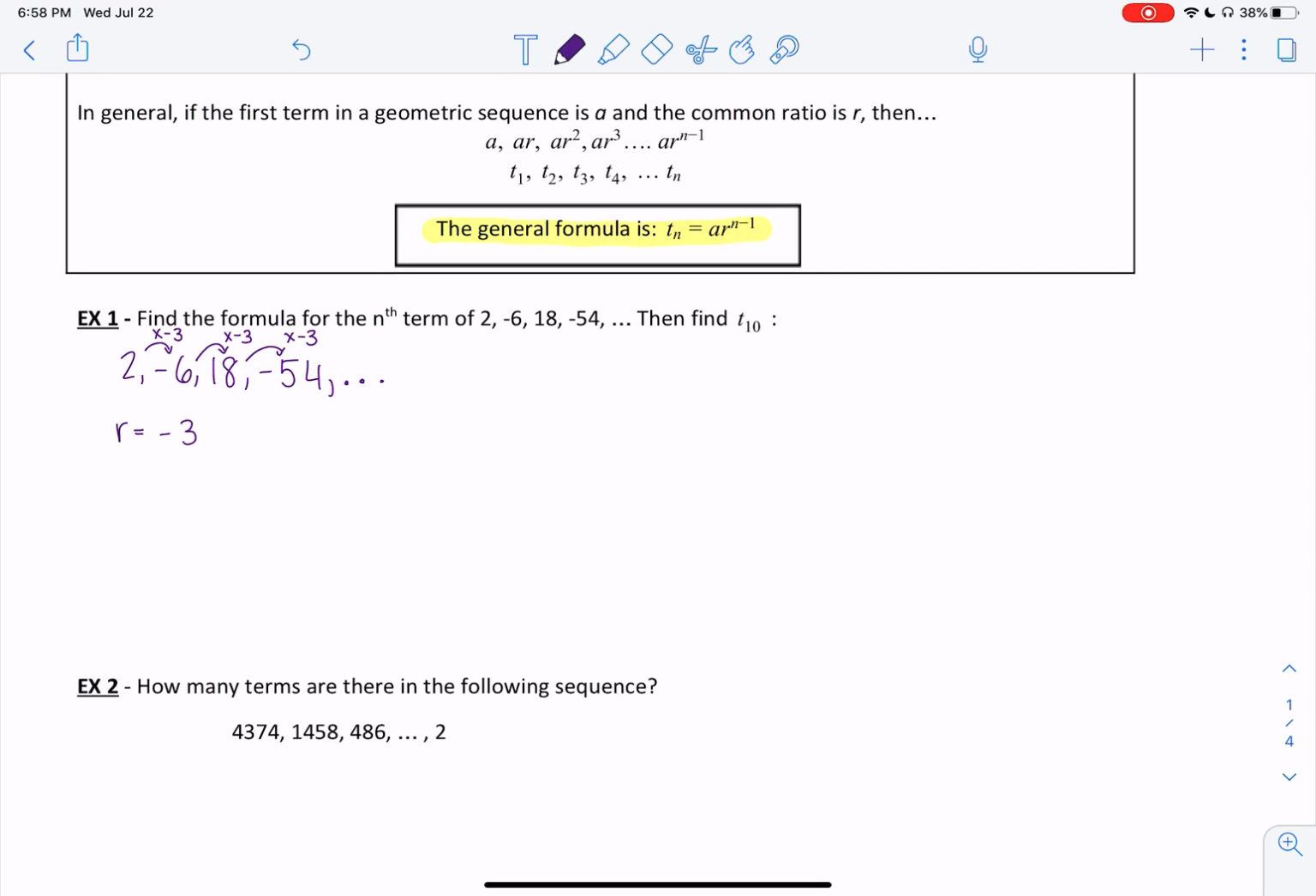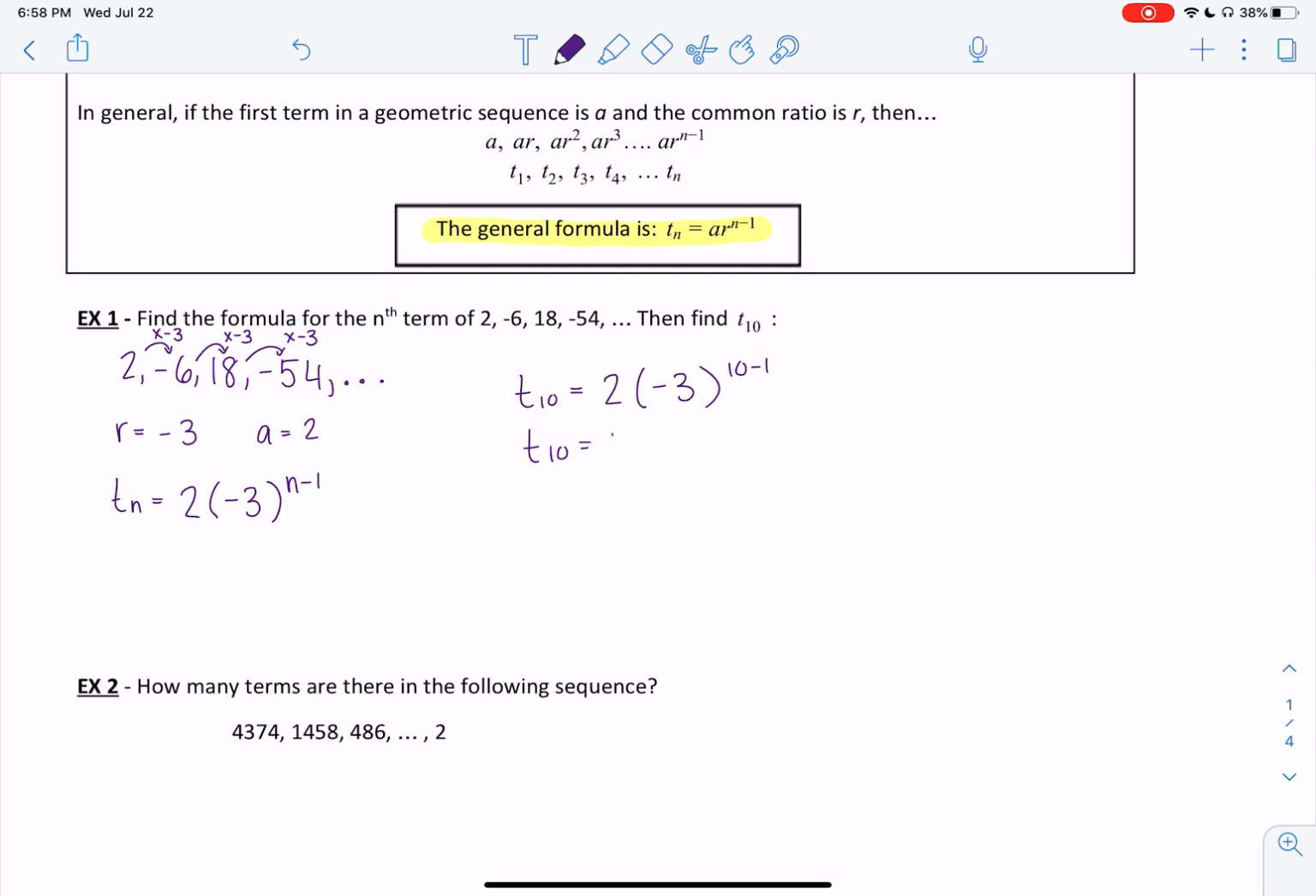Now our a is just our first term, so we see that here, so our a is just 2. So now we have r and a, which means we can fill out our general formula. So our nth term is equal to 2 times negative 3 to the power of n minus 1, just like that. And now I need to find the 10th term, so T10, or my 10th term, is equal to 2 times negative 3 to the power of 10 minus 1.